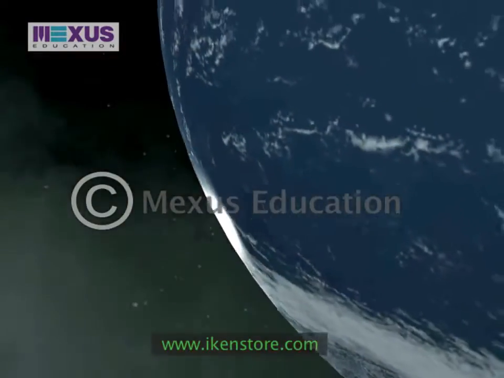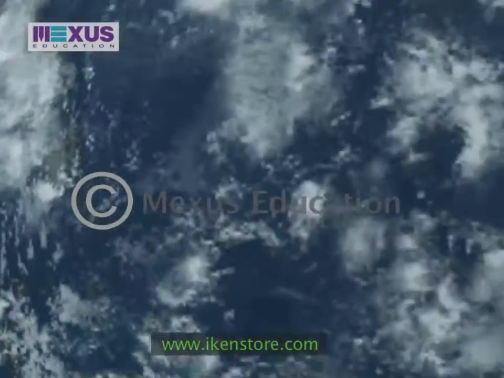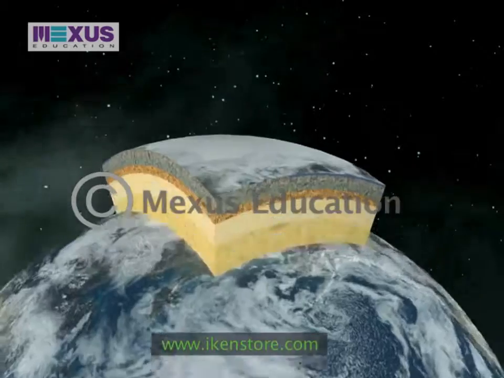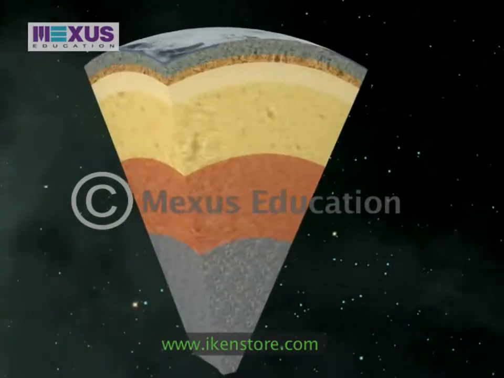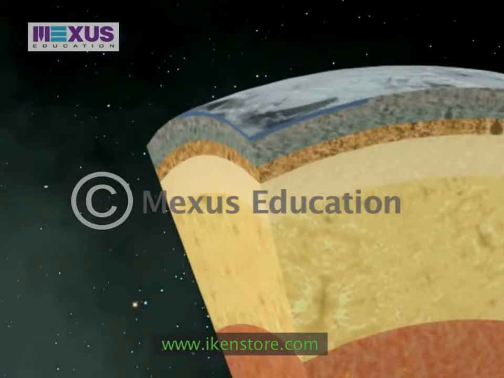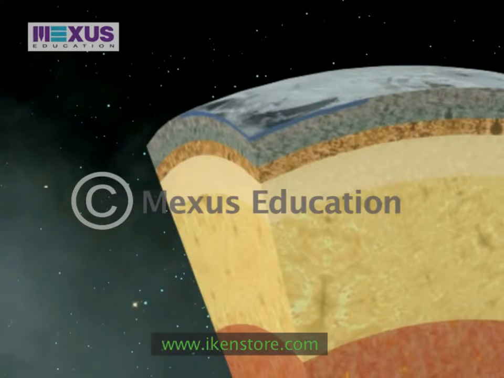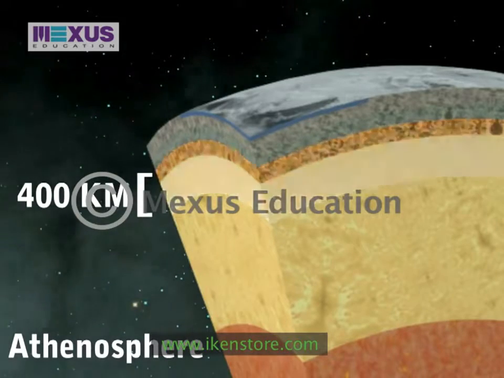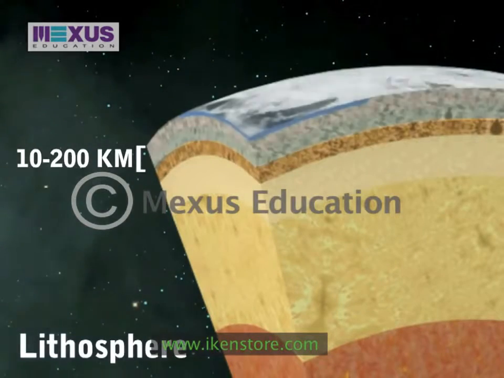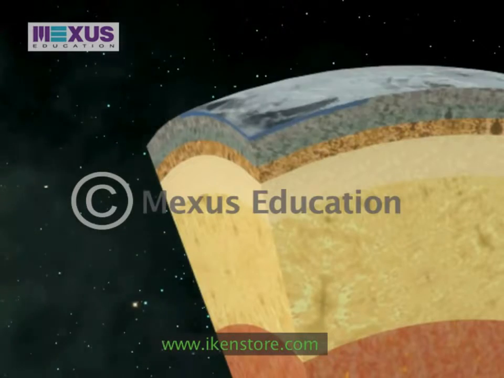In addition to the Lithosphere, there is a layer known as Lithosphere. The crust and the uppermost layer of the mantle together form the Lithosphere. While the Lithosphere has a depth of 400 kilometers, the Lithosphere extends from 10 to 200 kilometers.